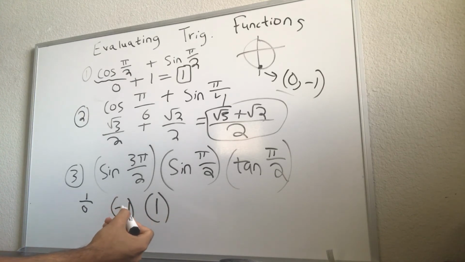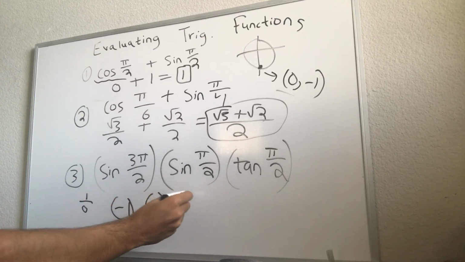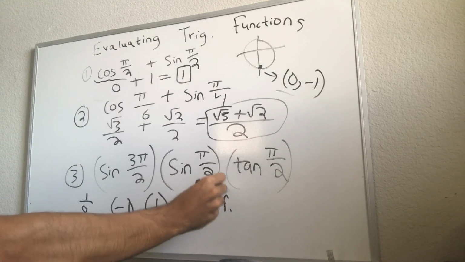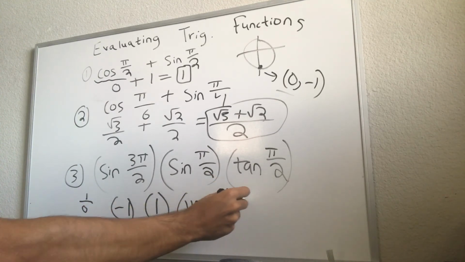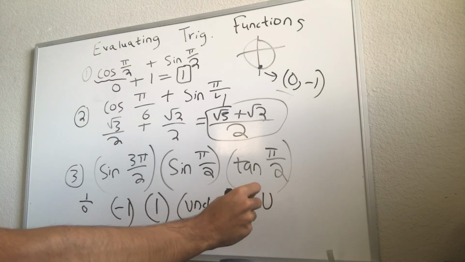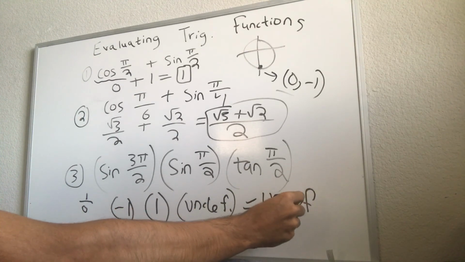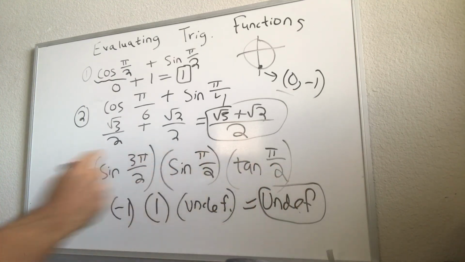And if you divide anything by 0, that's just undefined. So multiplying this by an undefined value, our overall answer will just be undefined. We don't have a specific value, so the answer would just be undefined.